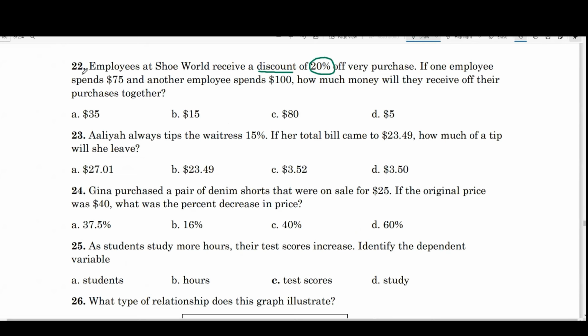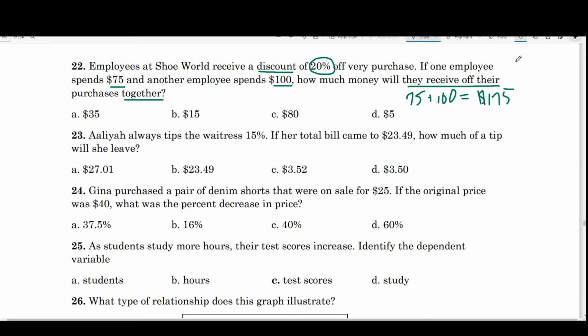All right, so you have two people who made purchases, one for 75 and one for 100. The question is asking, how much will they receive off their purchase? So they don't want to know what they're paying. They want to know how much of a discount they are receiving. And they're saying together, so together means we need to add them together first and foremost. So 75 plus 100 equals $175. So that's what they spent all together.